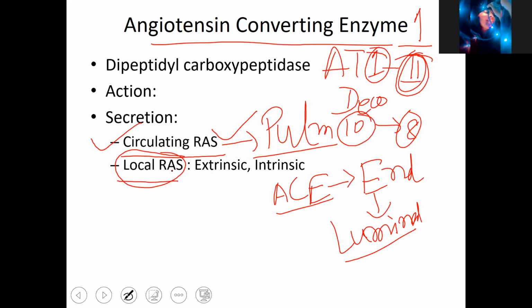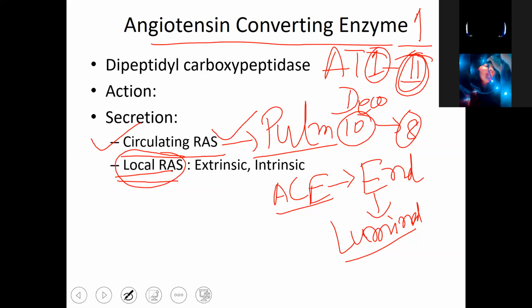What about the local one? Sometimes the cells capture the circulating angiotensin 1 as well as the angiotensin converting enzymes, and inside them or on the surface of the cells, they convert it into angiotensin 2. That is the extrinsic local renin angiotensin system. The other is intrinsic. In the intrinsic system, they don't capture anything from outside, but they synthesize everything, the enzymes as well as angiotensin 1, within their cytosol, and they convert it into angiotensin 2, 3, and others. So that is the local intrinsic renin angiotensin system.